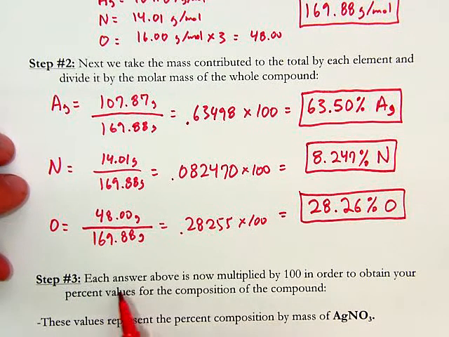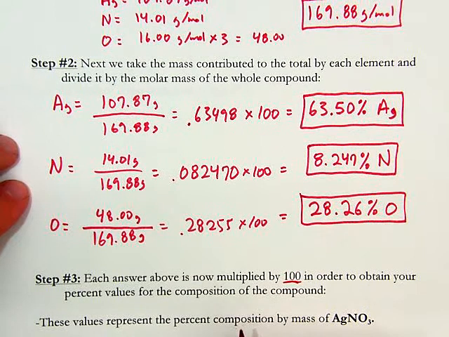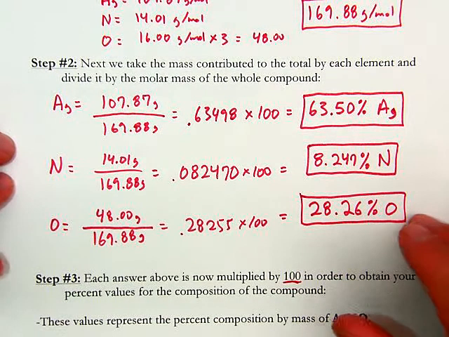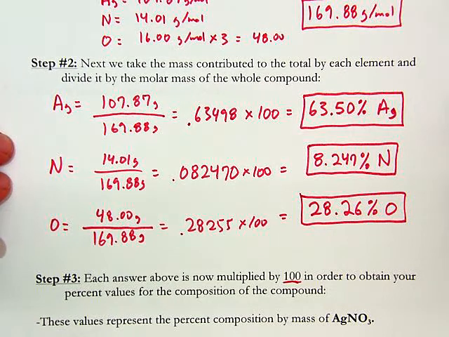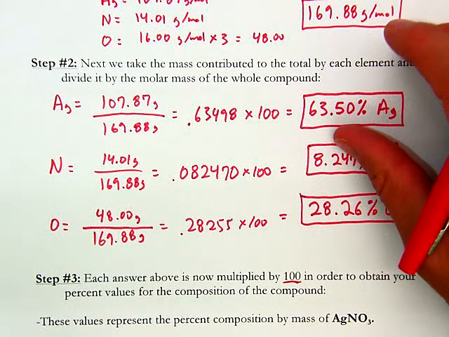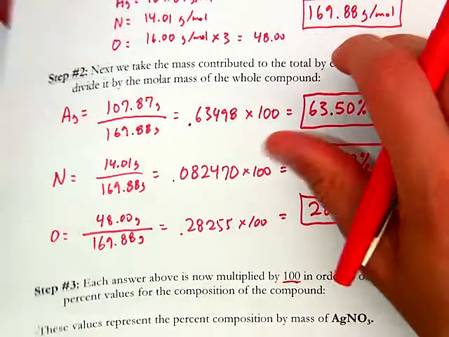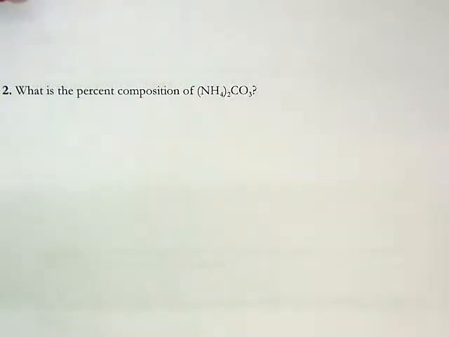Step 3 is take each answer and multiply by 100. We did that. All right, and these values represent the percent composition for AgNO3. So this is percent composition. Now, if you're doing practice problems, maybe they have you solve for all 3, but usually in a test problem, it'll say, what is the percent by mass of nitrogen in AgNO3, and you just solve for one of the elements. But if you can solve for all of them, obviously you can solve for one.